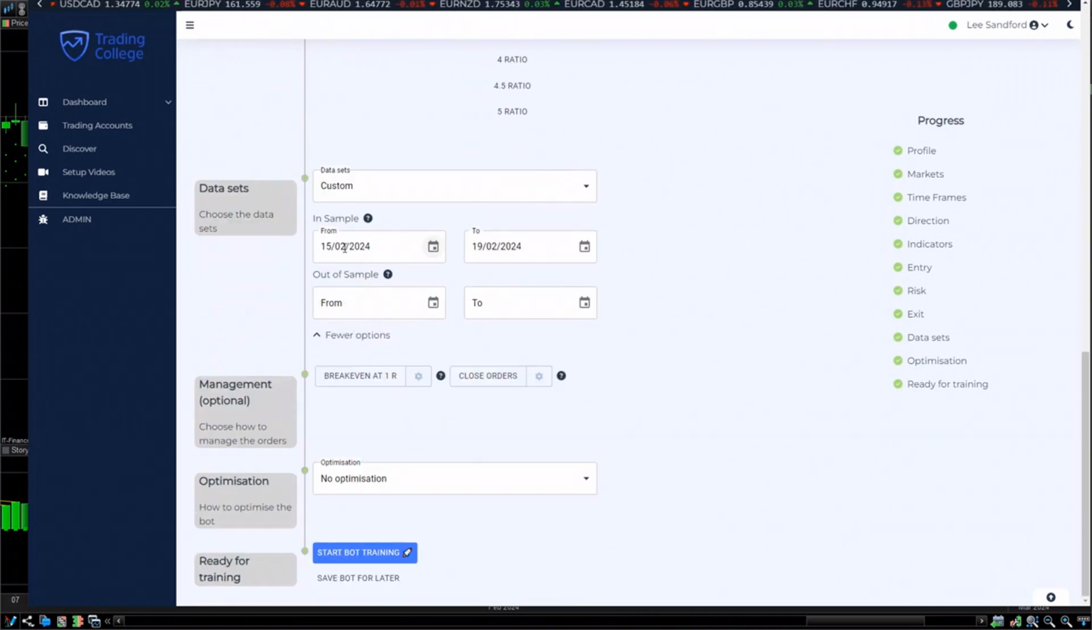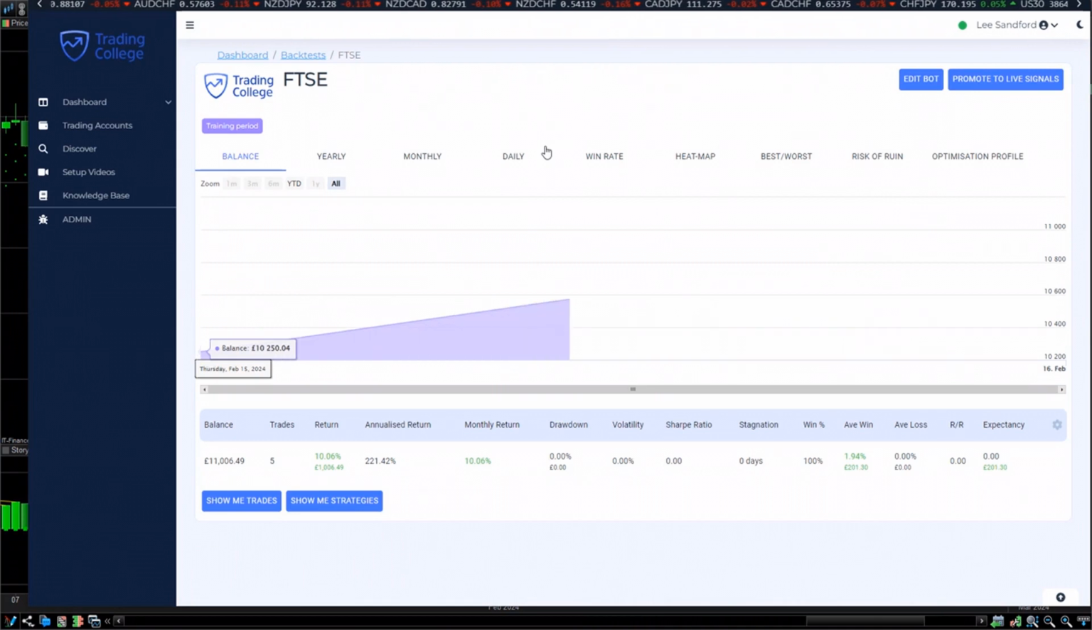Now we're going to come in here. So the day after Valentine's Day is the 15th. All right, so we're going to come in here, type the 15th. We're going to run it up to today, the 19th. So I'm going to run no optimization with this because we're only going to be testing one market. If we were looking at multiple markets and different time frames, we would go into here and optimize, and it would show us the best time frame. So let's start the bot rolling.